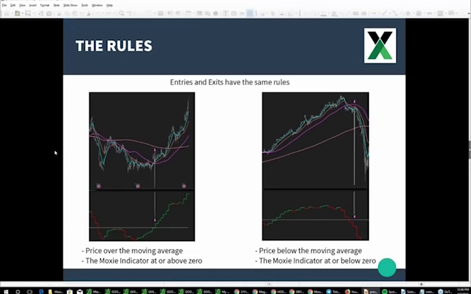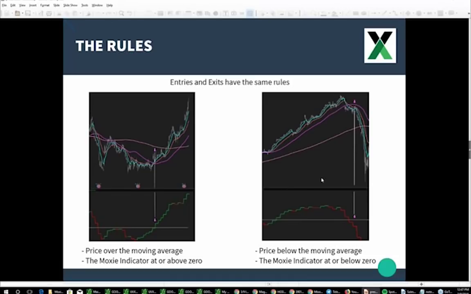You just invert them. So for example, for an entry, we want price over the moving average, and we want the Moxie indicator at or above zero. And that's exactly where it happened, right here. And then for an exit, we just reverse that. We want price below the moving average, and we want the indicator at or below zero, right there.